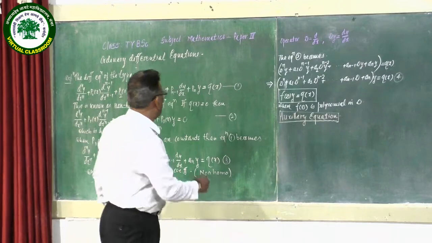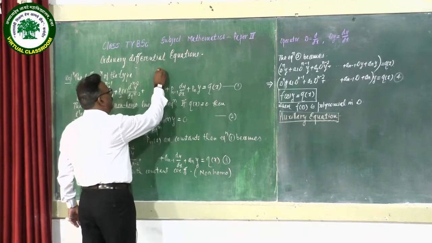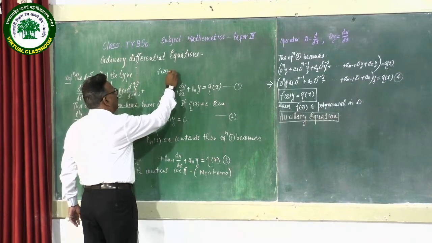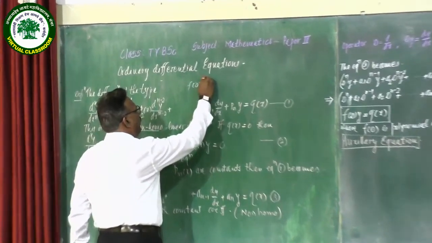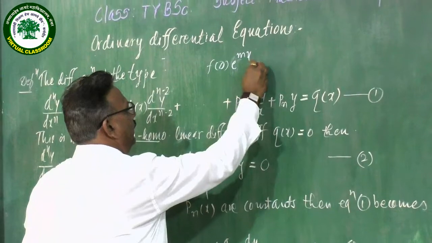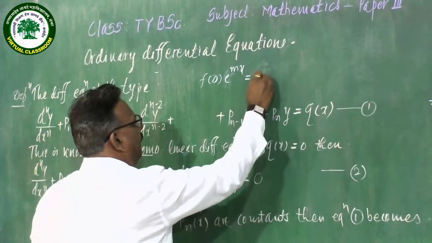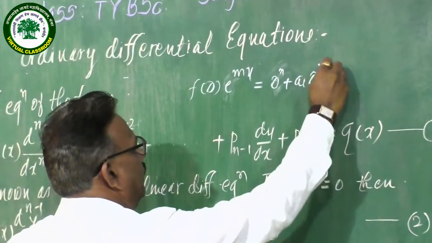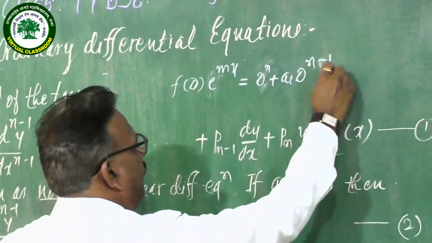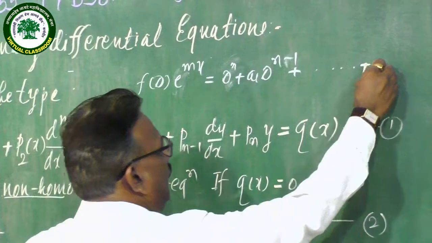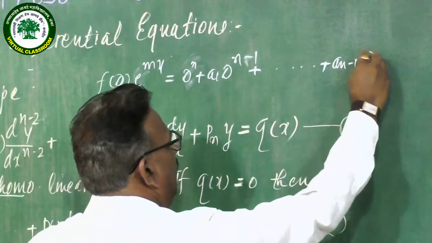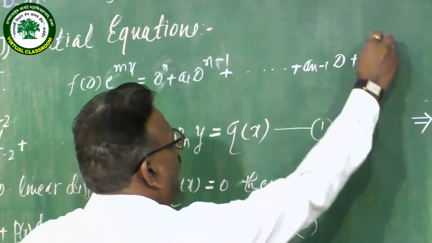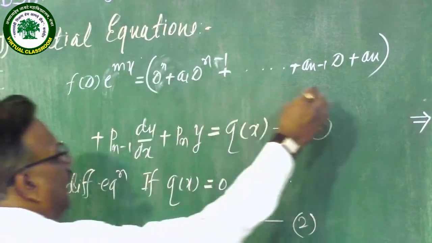Try to understand. Suppose I take f(D) y, where y is equal to e^(mx). What will happen here? f(D) is D^n plus a1 D^(n-1) plus continuing in this way a(n-1) D plus an, which is operated on e^(mx).